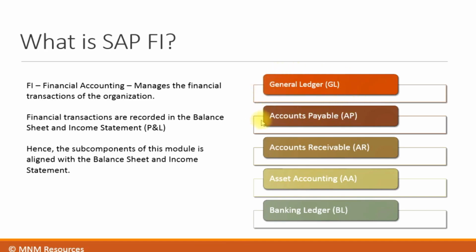Accounts payable. So anything which you need to pay to someone is called accounts payable. For example, all your outstanding vendor payments. If you have any outstanding loans for the banks, it is all called accounts payable.